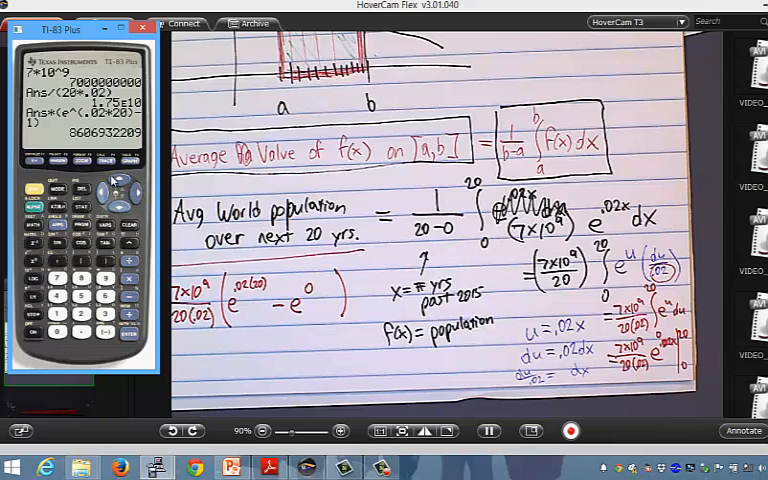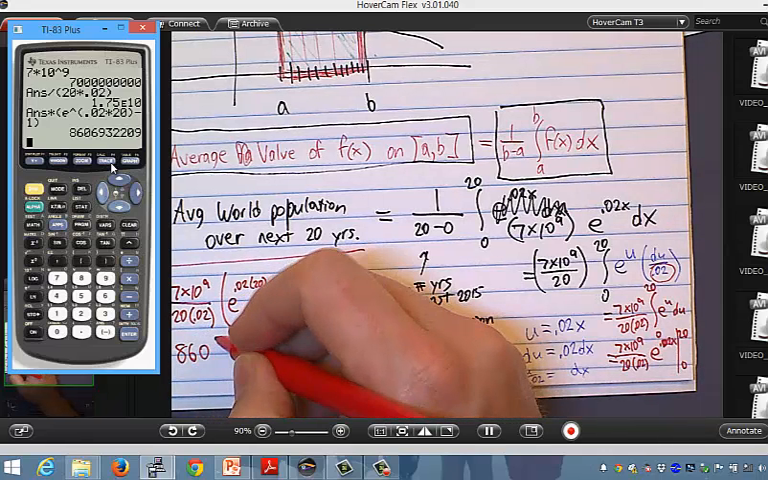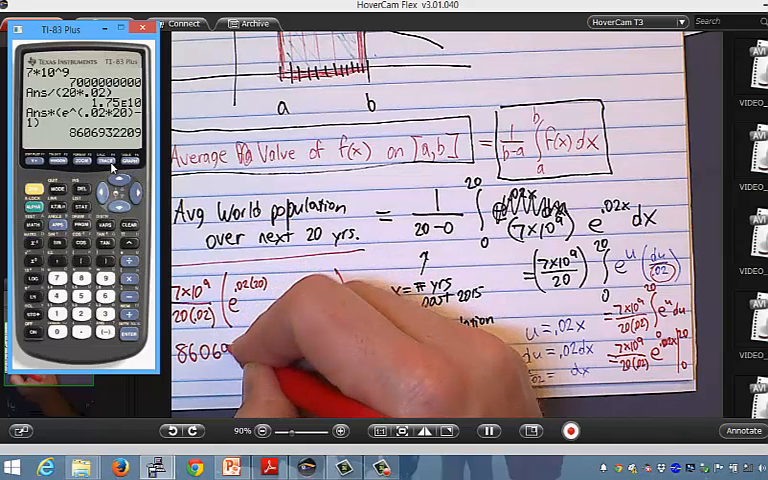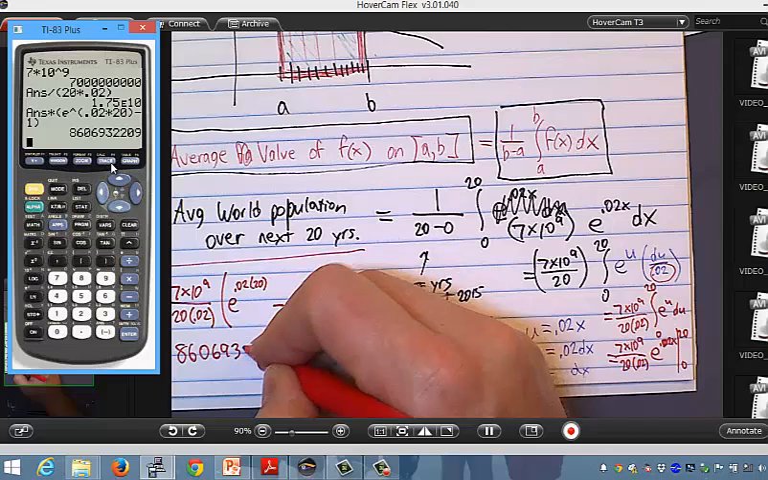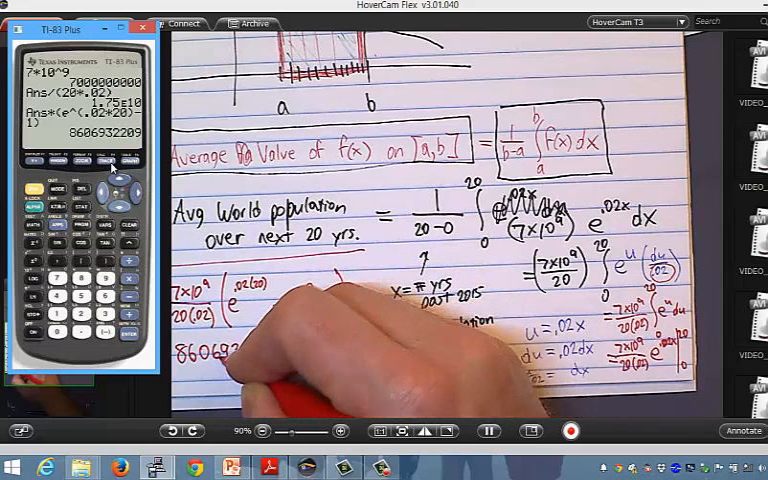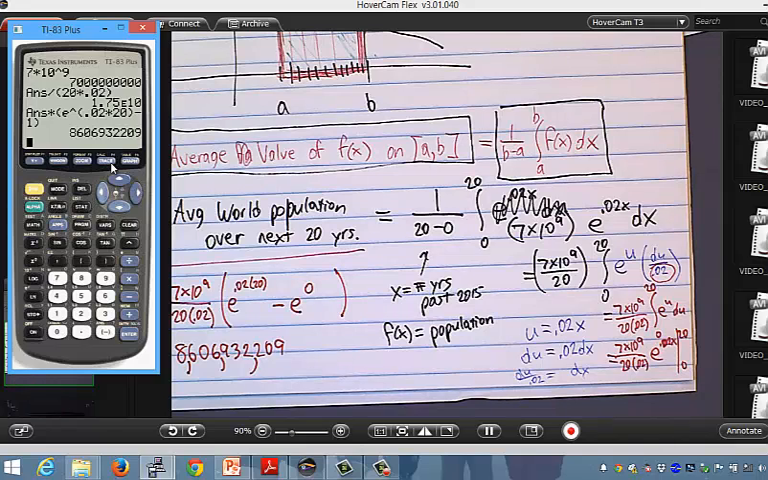Okay. So there's my average value. Let's see if that makes sense. I'm going to need some commas here. 8,606,932,209. Oh, okay. So over the next 20 years, what's the average population going to be? 8.6 billion. That makes sense, right? We're at 7 billion now. 20 years from now, we'll probably be at 9 or 10 billion, but the average population is going to be 8.6 billion. Okay, see that? Good.